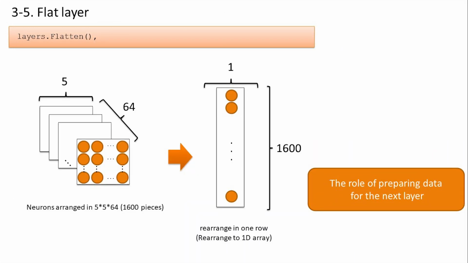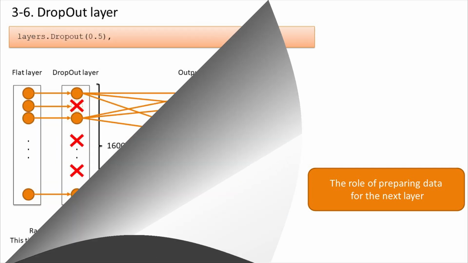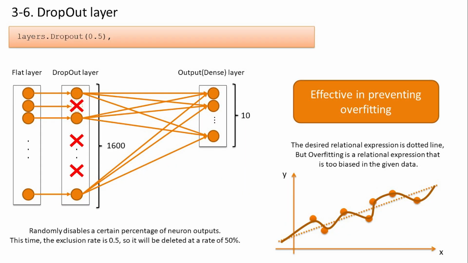Move on. This will be the flat layer. This will be the layer for rearranging the existing neurons in one row. It does not change the numerical value, so it can be said that it is a layer that arranges the data order for the next layer. Move on. It will be the dropout layer. This removes neurons randomly at a constant rate. This time it is 0.5, so 50% of random neurons are removed. This is known to be effective in preventing overlearning.